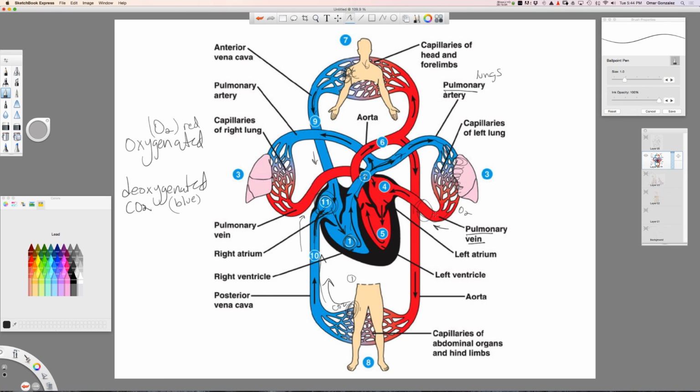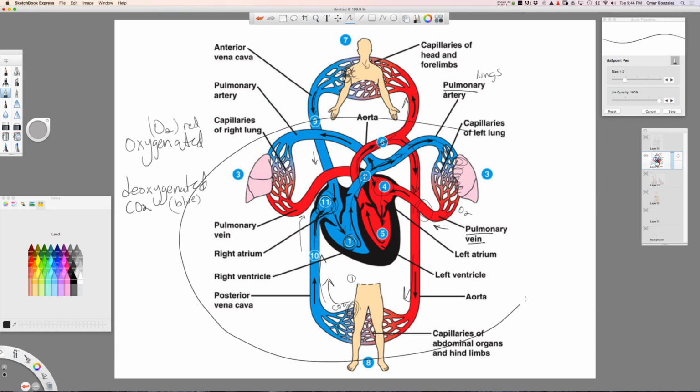Notice some people think that veins are all blue and always deoxygenated, but this vein is fresh, clean blood. Okay. That enters your left atrium, and that will go down to your left ventricle, which pumps it out your aorta. Now, your aorta either brings blood up to your head or brings clean blood down to the rest of your body. And that's the end of the cycle.